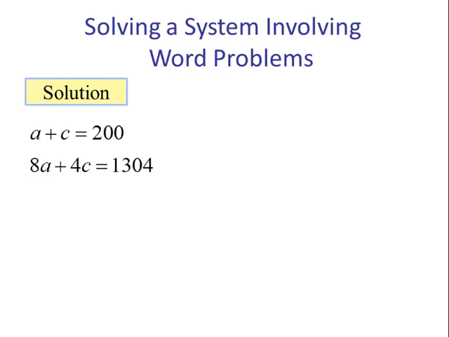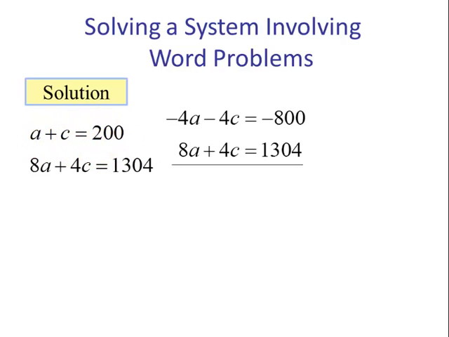I'm going to solve this system by elimination. I'm going to take the first equation and multiply it by -4. That will cancel out the c's. So the first equation will become -4a minus 4c equals -800. I'm going to add that to the second equation, and we have 4a equals 504, which means a is 126. So this is the number of adult tickets.